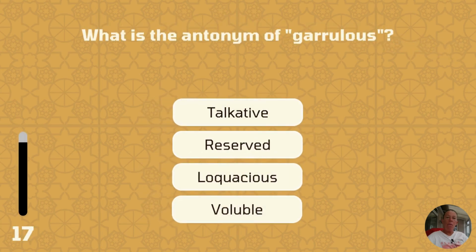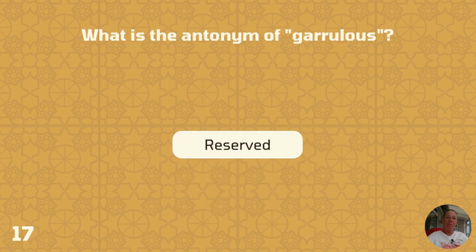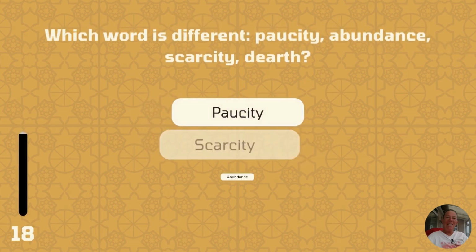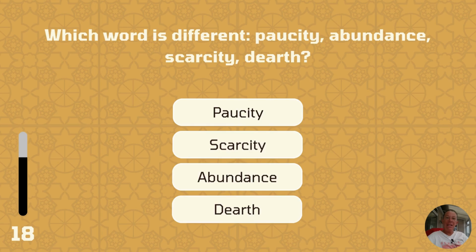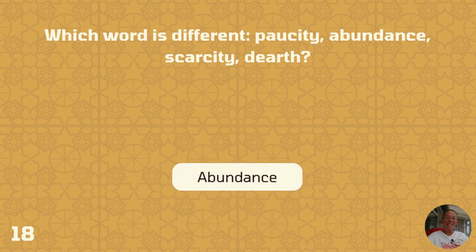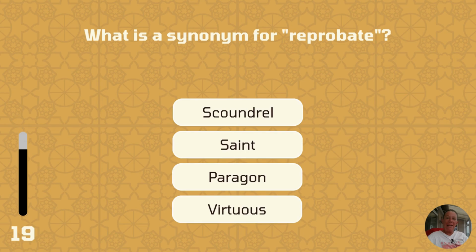What is the antonym of garrulous? Talkative, reserved, loquacious, or voluble? Reserved. Which word is different? Paucity, abundance, scarcity, or dearth? Abundance. What is a synonym for reprobate? Scoundrel, saint, paragon, or virtuous? Scoundrel.